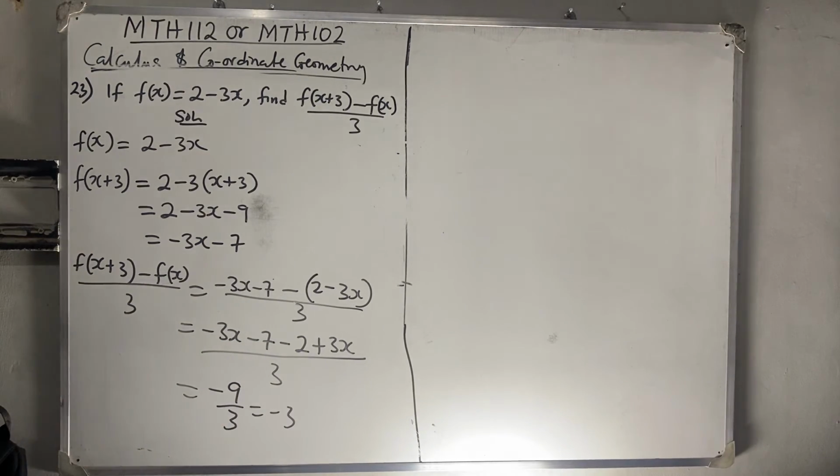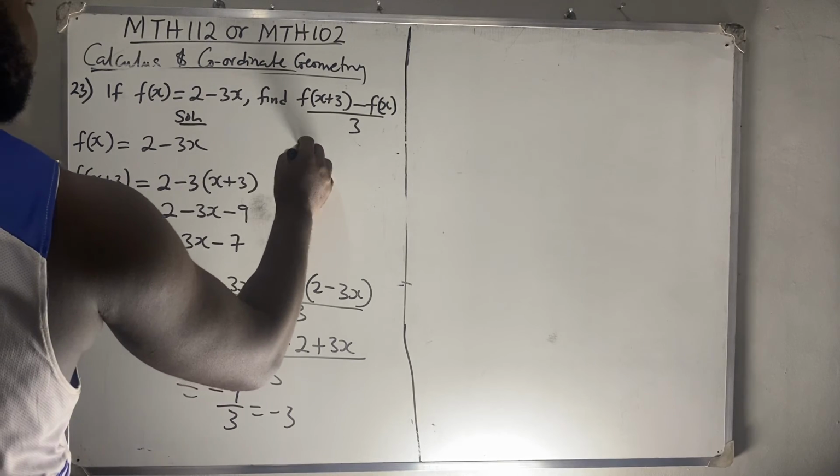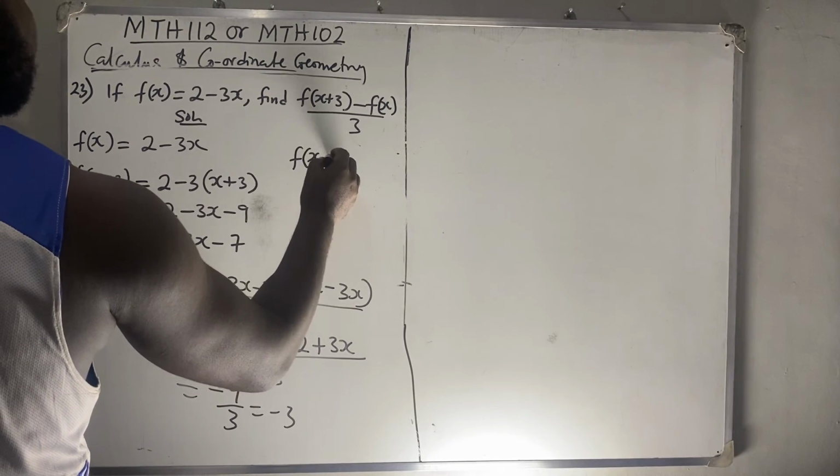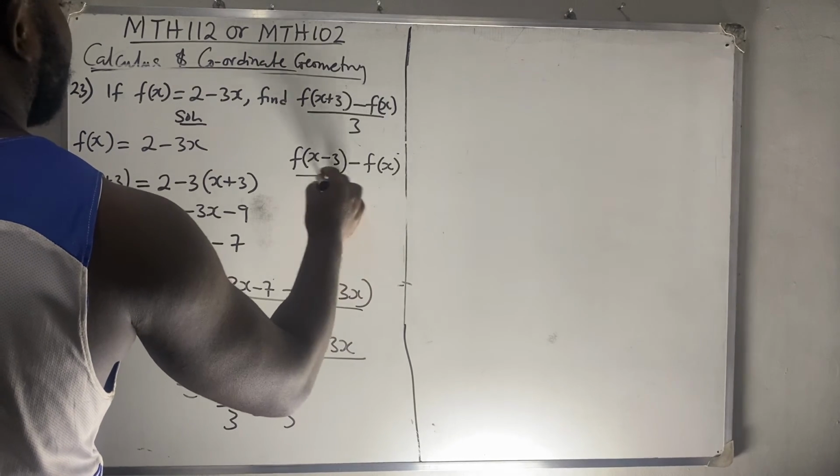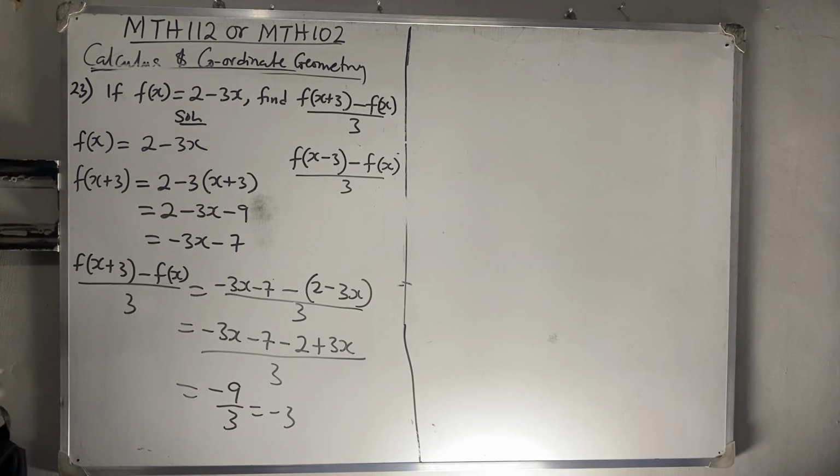As simple as that. So do this one for me. Find f of x minus 3, then minus f of x, divided by that same 3. So find this one for me. Tell me the answer in the comment section.